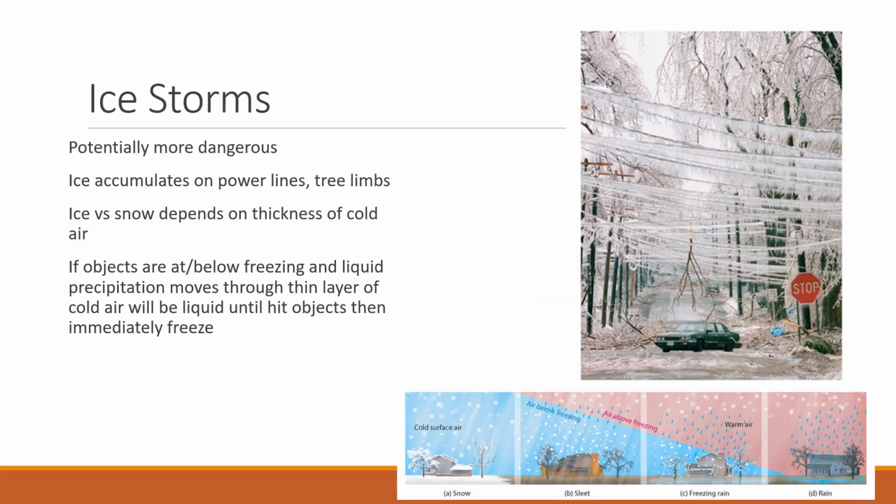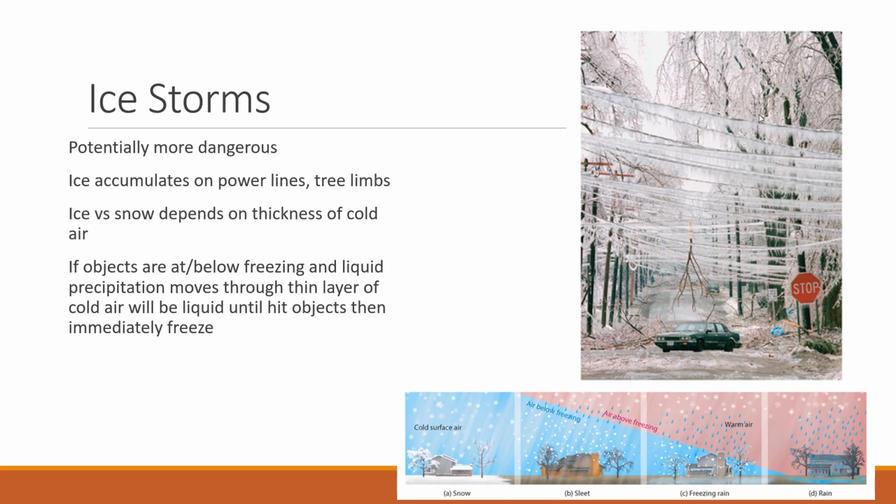We can also have ice storms. I personally think ice storms are more dangerous than blizzards. Ice accumulates on power lines, tree limbs, and those things then fall. Whether you get ice or snow is going to depend on the thickness of the layer of cold air. So if everything is cold, we get snow. If it never has a chance to melt, it's always going to be snow.